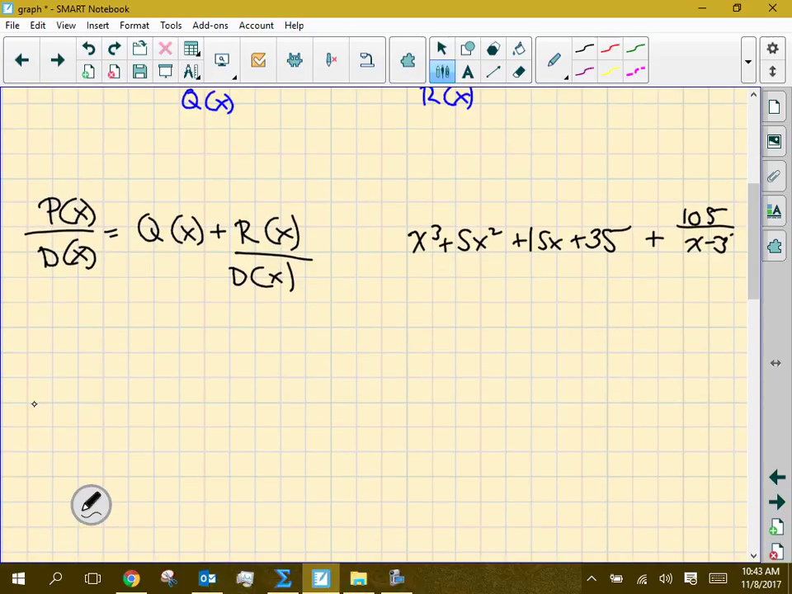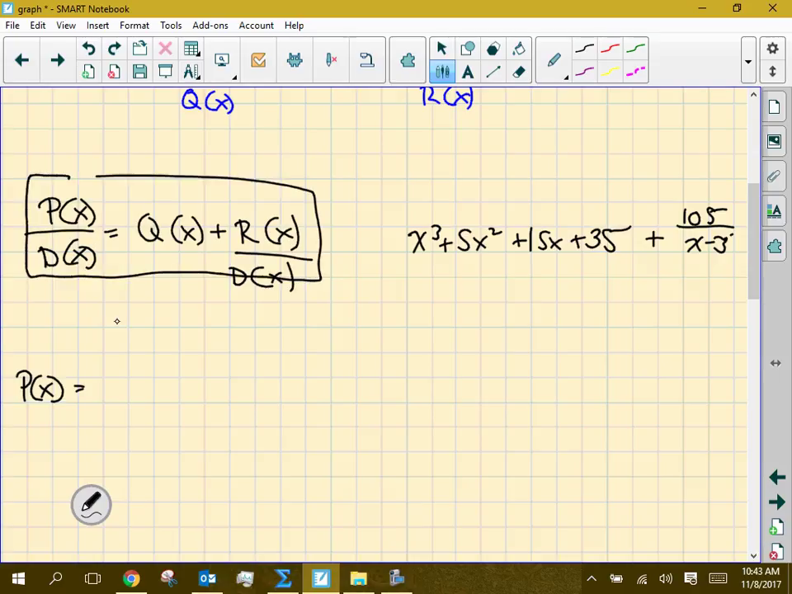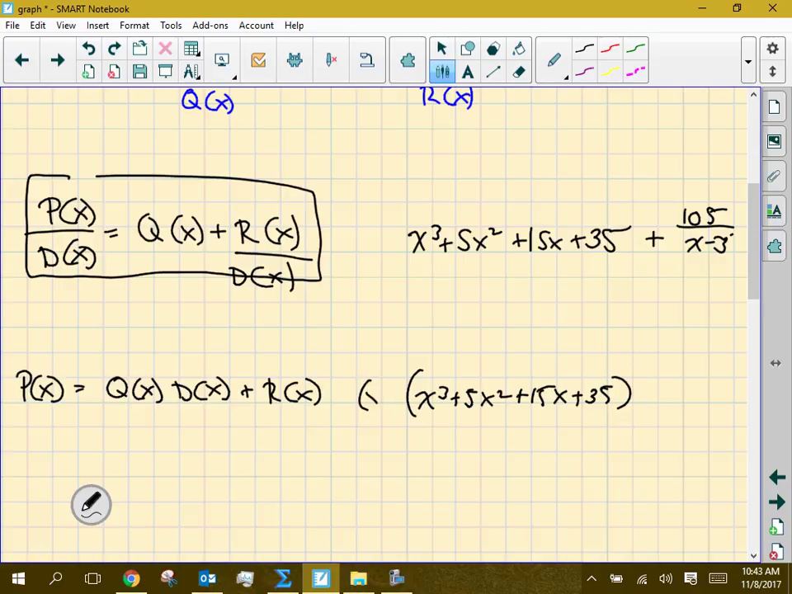The other option is to say, okay, I want to write it as p of x is equal to, now if I'm going to take this equation here and solve for p of x, I'm going to multiply everything by d of x. So I get q of x times d of x plus then r of x. So what that means is take your quotient, which was x cubed plus 5x squared plus 15x plus 35, multiply that by your d of x. D of x was x minus 3. And then add to that your remainder. Your remainder was 105. Okay?